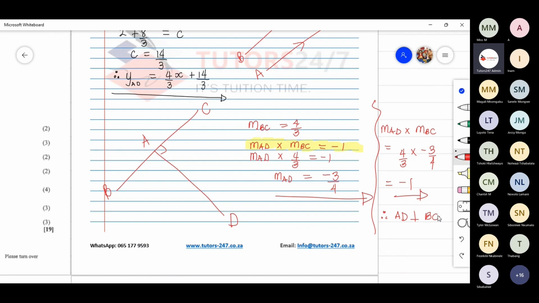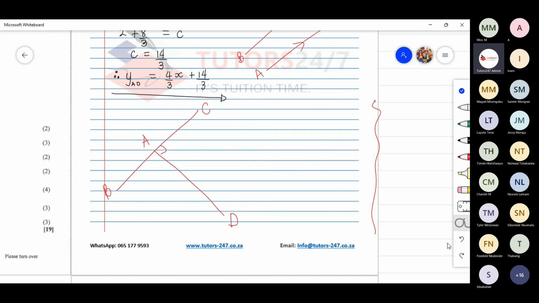However, in the particular question that we were dealing with, those two lines were parallel, not perpendicular. Okay. So just give me a moment to clear this up, and then we will proceed with 3.3.